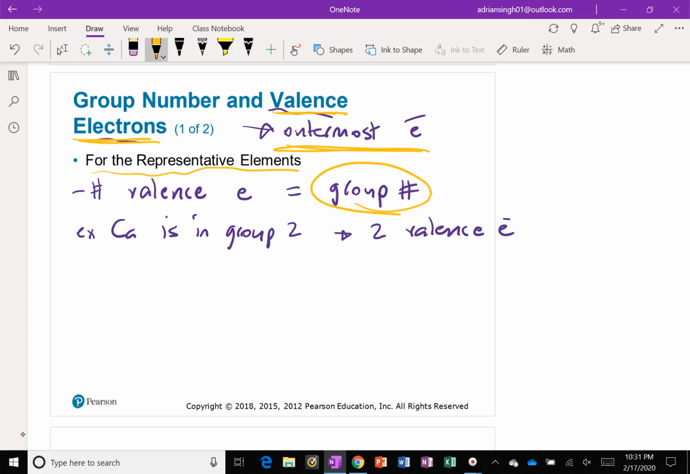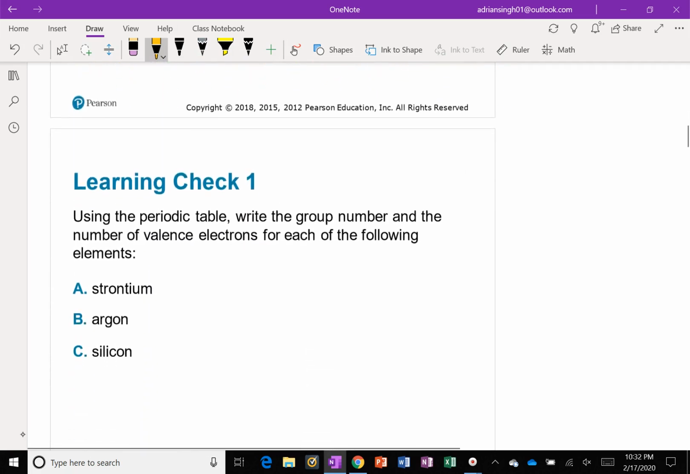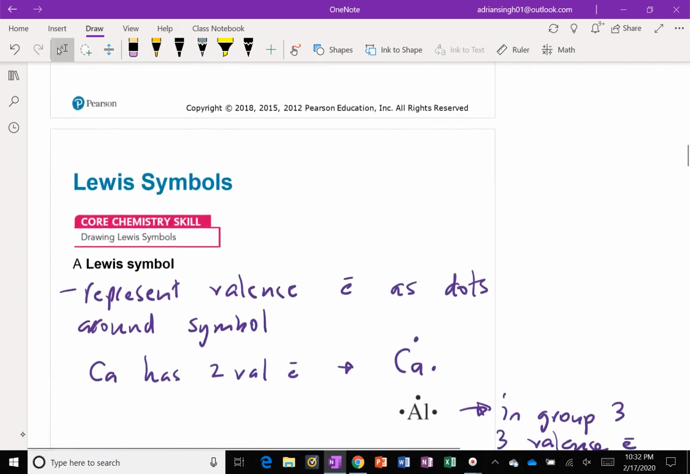So once we can locate the element on the periodic table, we can quickly determine how many valence electrons we have. So for example, calcium is in group 2 or 2A, so it's got 2 valence electrons. Similarly, fluorine is in group 7, so it is going to have 7 valence electrons. Okay, so the trend there is fairly straightforward as we go across the periodic table.